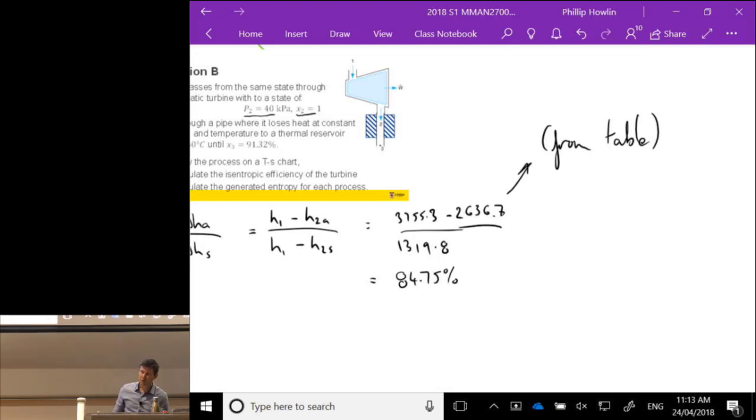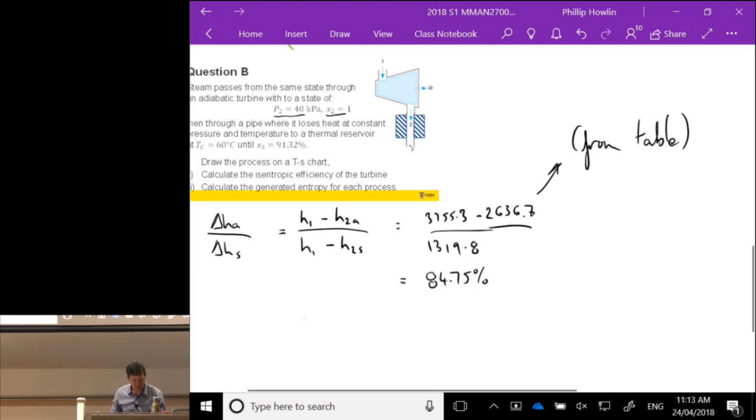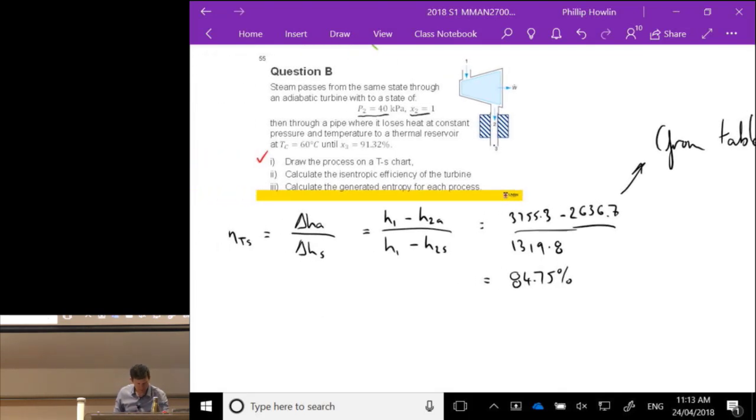84.75%. Okay, so the isentropic efficiency, or the efficiency of this turbine, is around 85%. So where you should get a kilowatt of power out of it, you get 850 watts of power out of it. You want an isentropic efficiency in the 90 to 95 range. So this is not a great turbine in those terms.